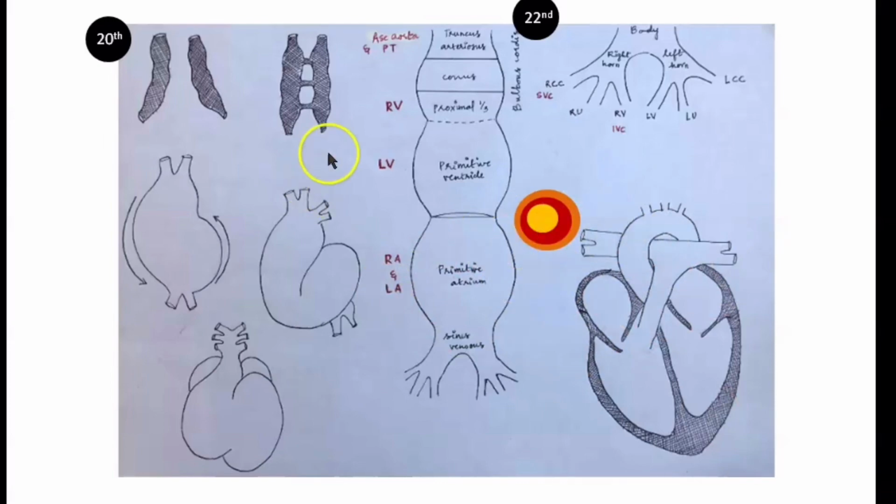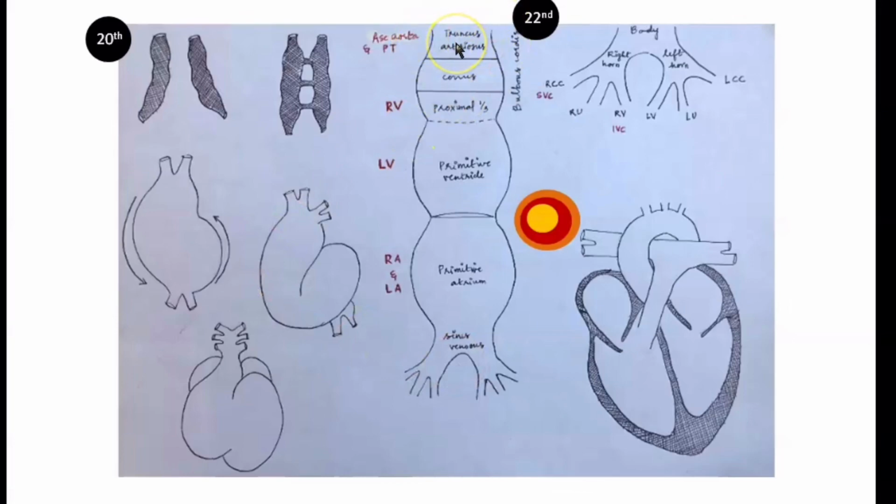So apart from this, there are a series of constrictions which give the tube such a shape, and it can be further divided into 4 parts. These parts will later transform into parts of the future heart. So you have the bulbus cordis, primitive ventricle, primitive atrium, and the sinus venosus.